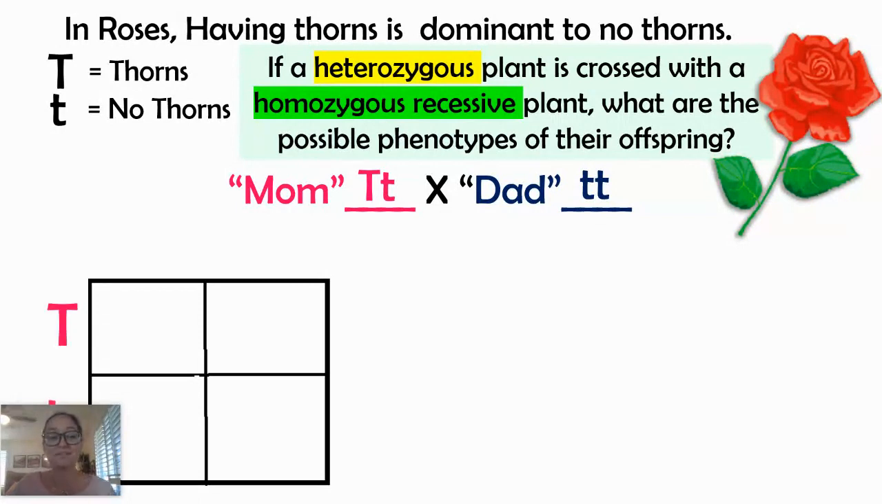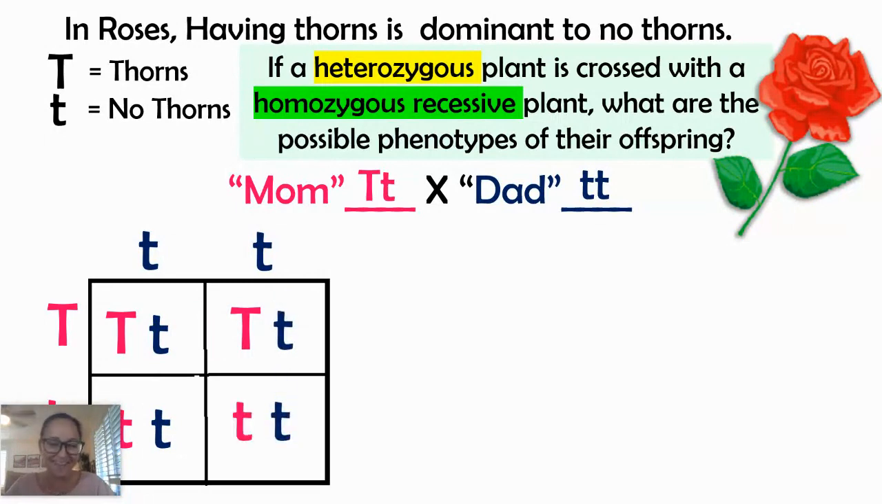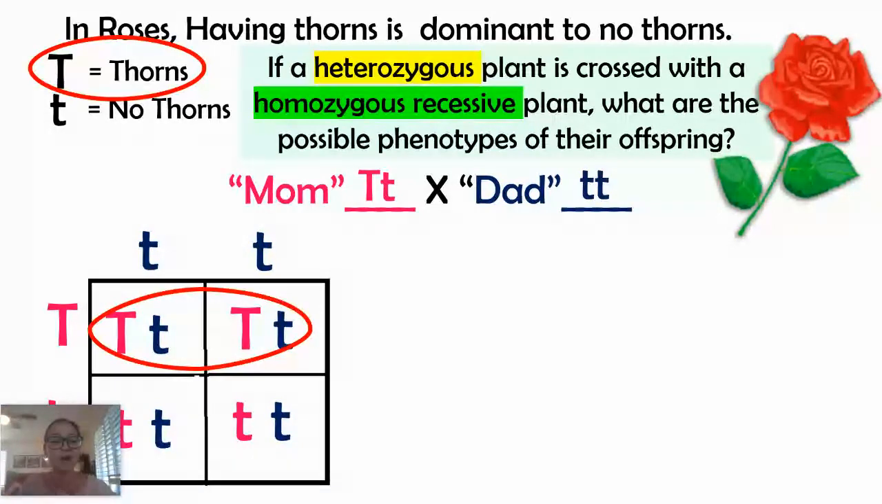Okay, so now let's do a Punnett square for these 2 parent plants. Now our question was, what are the possible phenotypes of their offspring? So we're seeing, well, what do they look like? I remember from what I wrote down that the dominant allele is thorns, and I can see that two out of their four offspring, 50% of their offspring, will actually inherit that dominant allele. And you only need one dominant allele to actually have that dominant phenotype.